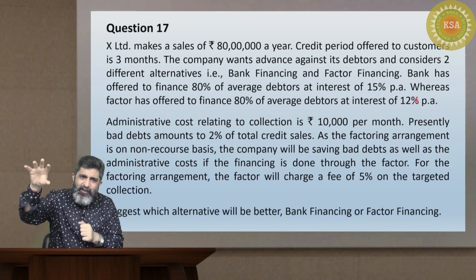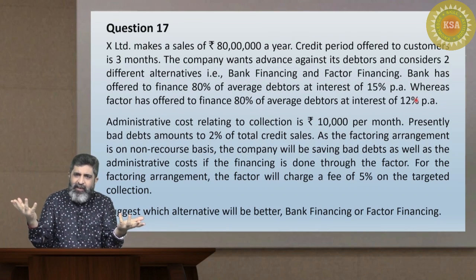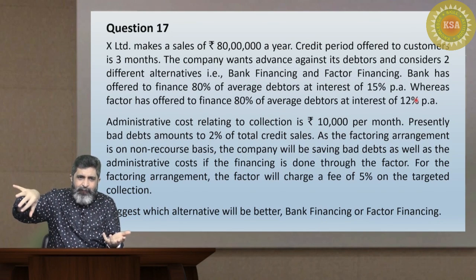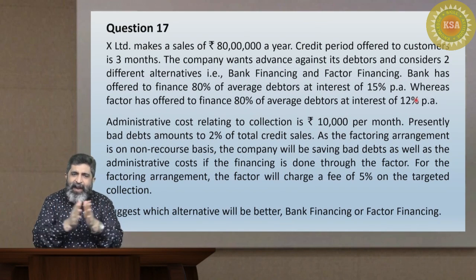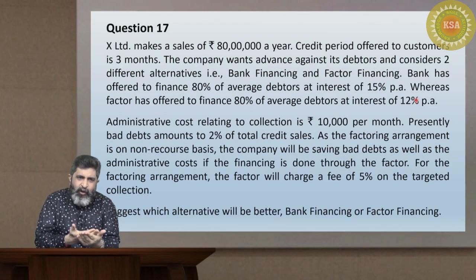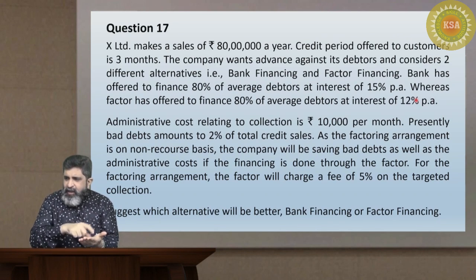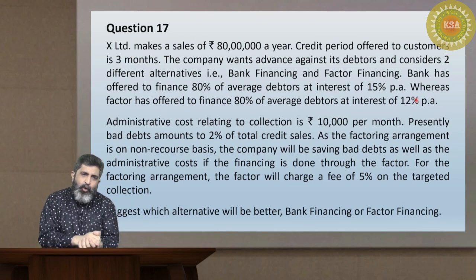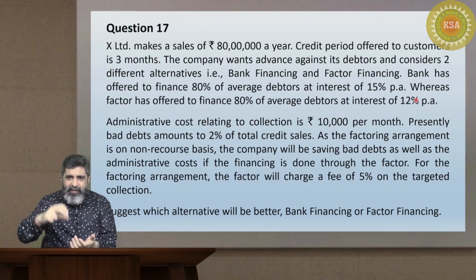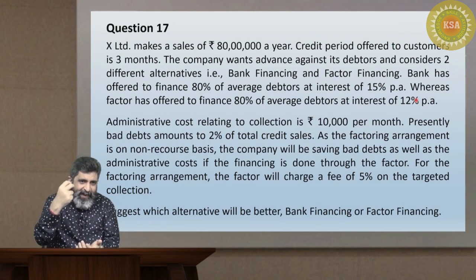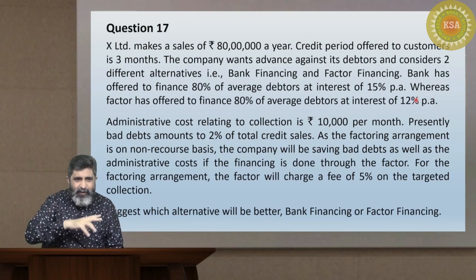Let the bank interest rate remain intact, and what we should do is find the effective cost of factoring. So keeping aside all the bank's information, remove all that from this question, just focus on the factoring arrangement, work out the effective cost of factoring, and compare that percentage with the 15% interest rate quoted by the bank, and then you get to know whether you should go with bank financing or with factor financing. That way you can decide the right course of action.